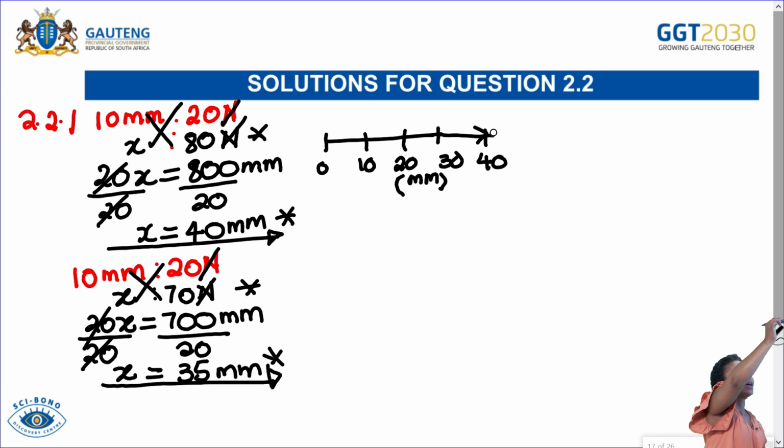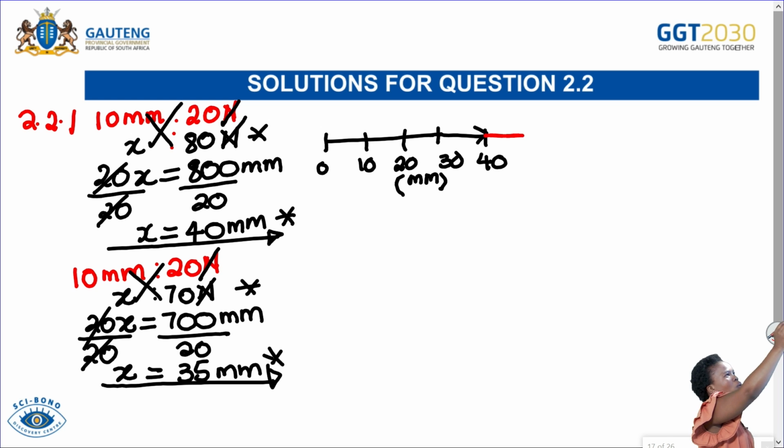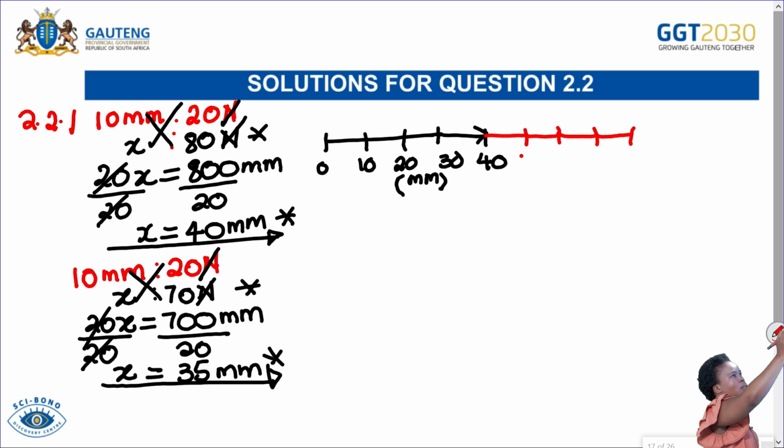Okay, and then we're using a head to tail method, where the head of the one force, we join the tail of the other one. Let's just use a different pen so that you are able to tell which one is which. You still have 10, 20, 30, 40. Okay, so this is your 10, this is your 20, this is your 30, and this is your 40.